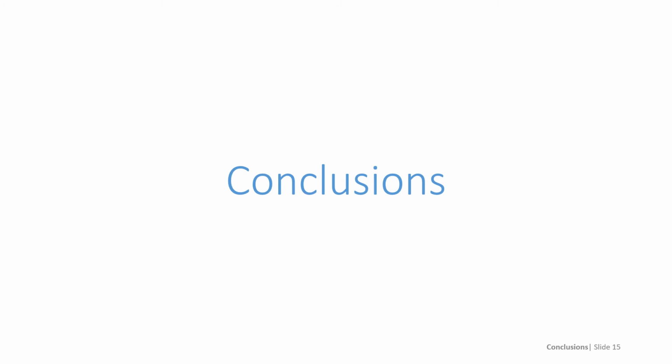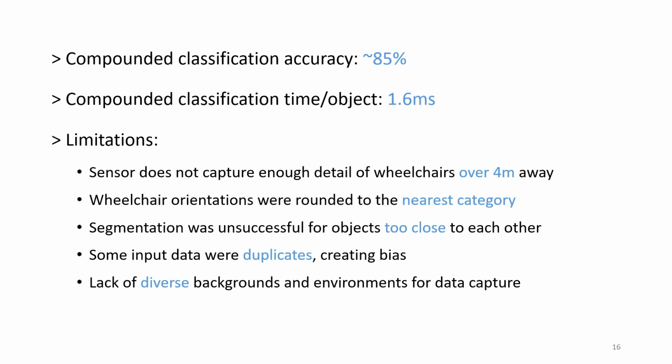Finally, I'll give an overview of my research and talk about the next steps. My research is the first attempt in classifying wheelchair orientation, and I did this by using 2D laser scanner range data. The classification algorithm is in the process of being fine-tuned and analyzed, but the current version achieves a compounded accuracy of 85% with a 1.6 millisecond processing time per object.